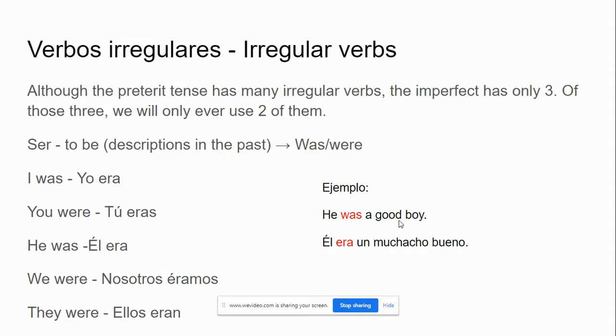To give a description in the past, here's an example. He was a good boy. Él era un muchacho bueno. Or you could say, buen muchacho. It doesn't matter what order you put that in. But anytime we're going to describe a person in the past, we're going to use era.